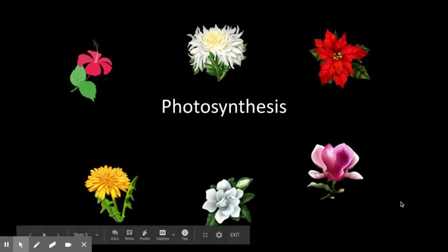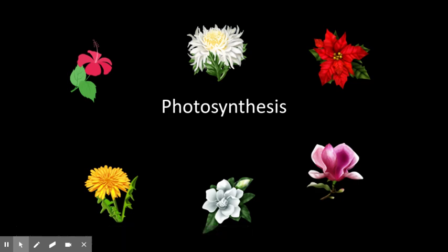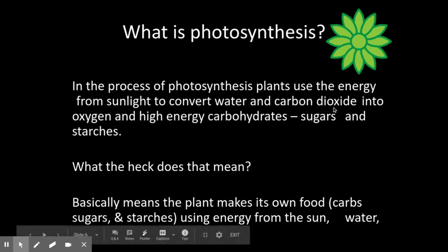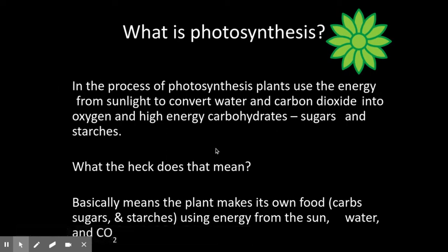So then we have photosynthesis. Photosynthesis is kind of an opposite reaction, but you have to be careful with that as an automatic thought. It's not exactly an opposite reaction. So photosynthesis is the process that plants use the energy from sunlight to convert water and carbon dioxide into oxygen and high energy carbohydrates, sugars, and starches.